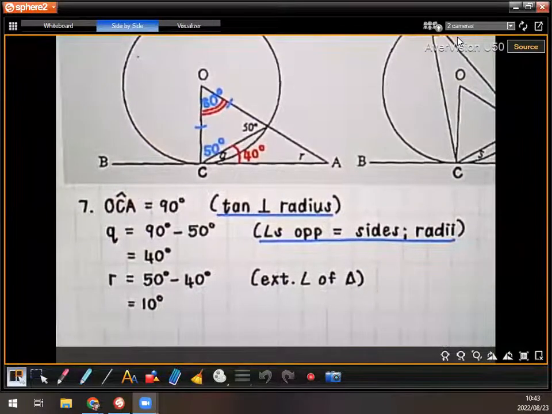Yes. Two opposite things there. Added. Yeah. Alright, any other questions on number 7?